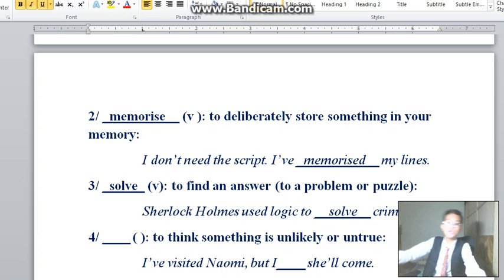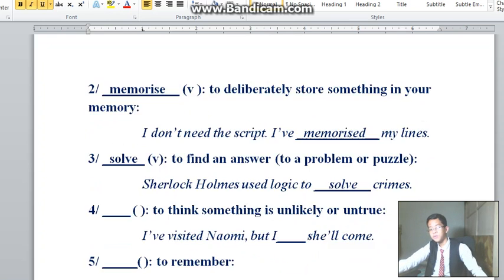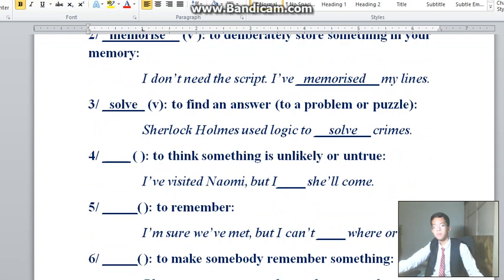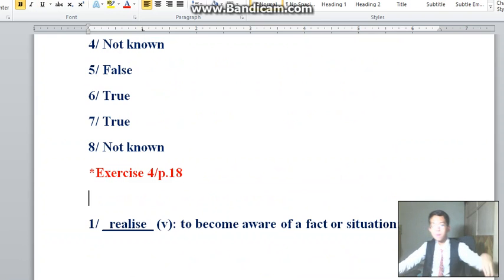Okay, do we need to put ed or verb-ing or form it into any other form? No, because it is to plus infinitive, so we don't need to do any more. So we have finished number 3. Move to number 4. Okay, so let me do this for you. Wait for a moment.